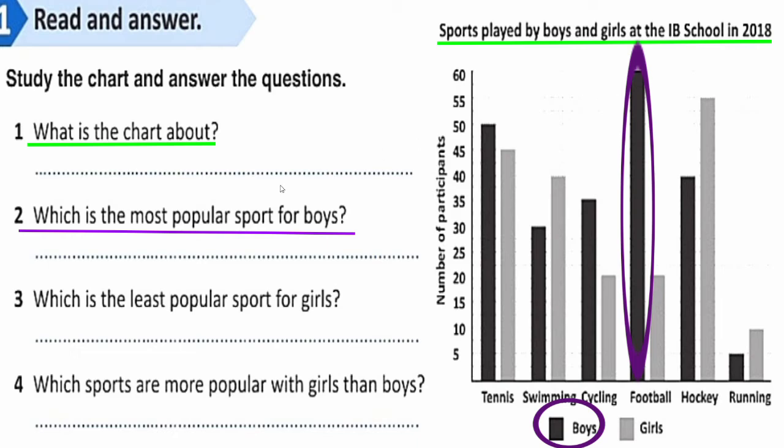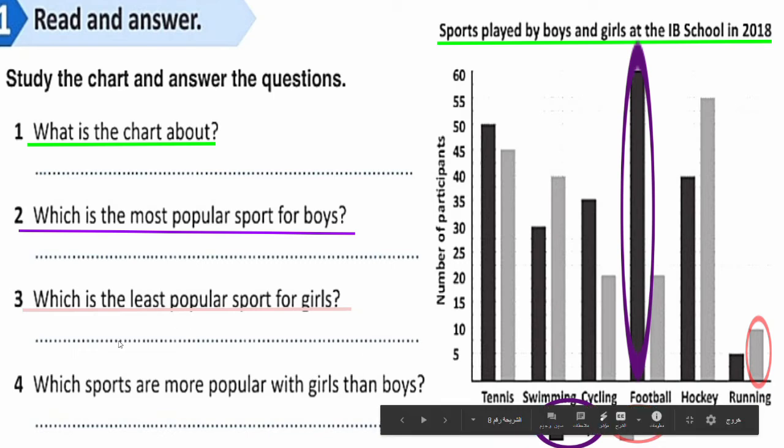Very good. Number 3: which is the least popular sport for girls? Look also at the key of this chart. We have girls, the gray color of the column. So the least, when we look here, the least, this one, so it's running. Excellent.